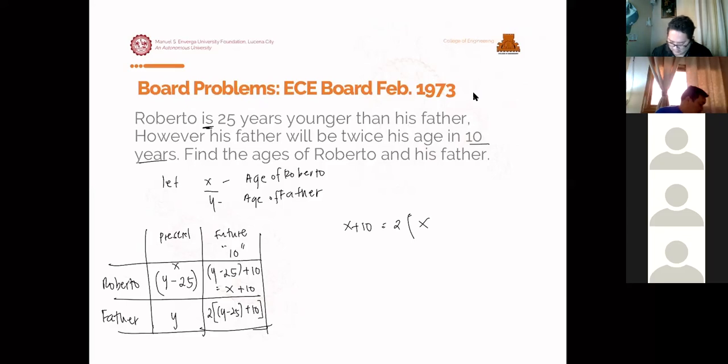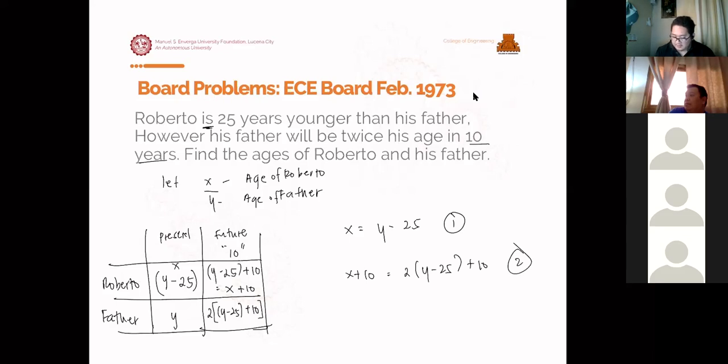Okay. Wait lang po. Father, age ni Roberto, 15. At present, yung age ni Roberto is y minus 25. Ito yung first equation natin. In the future, yung x plus 10, age ng tatay niya, yung 40. Age niya will be, yung age ng tatay niya, so 2 times y minus 25 plus 10. Okay, so ito yung second equation natin.